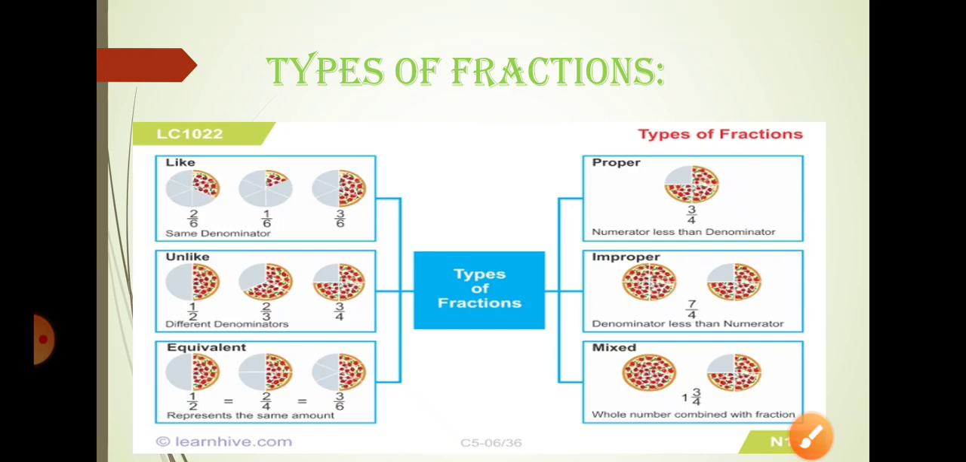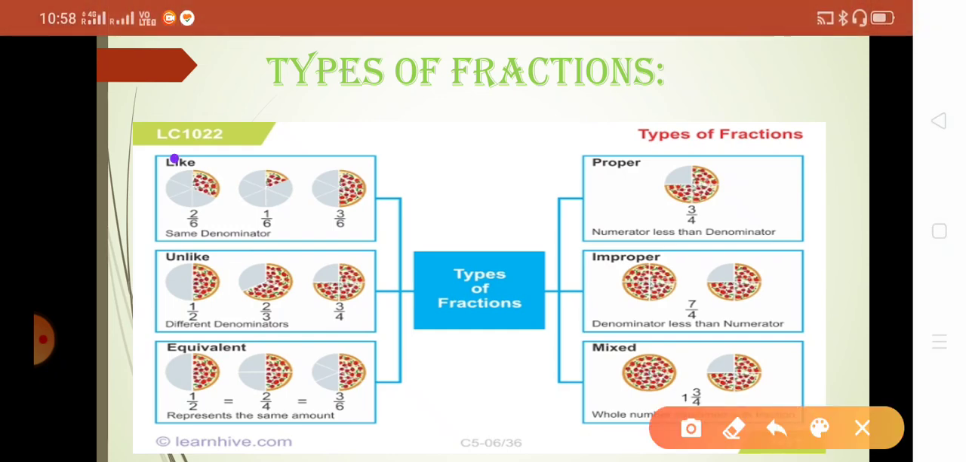Next, what are the different types of fractions? You have studied different types of fractions in your last class also. So the first type of fractions are like fractions. So what are like fractions? The fractions in which the denominator is equal are known as like fractions. For example, here it is given 2 by 6, 1 by 6 and 3 by 6. In all these fractions the denominator is equal. So these are known as like fractions.